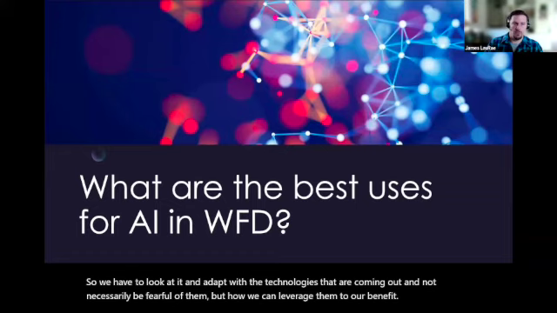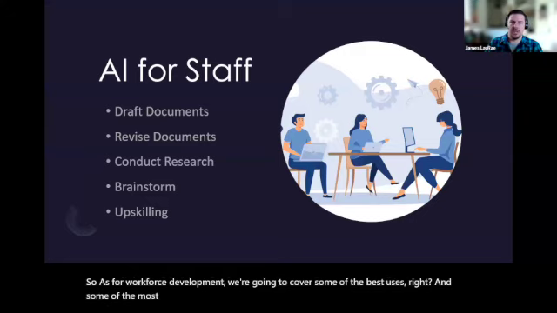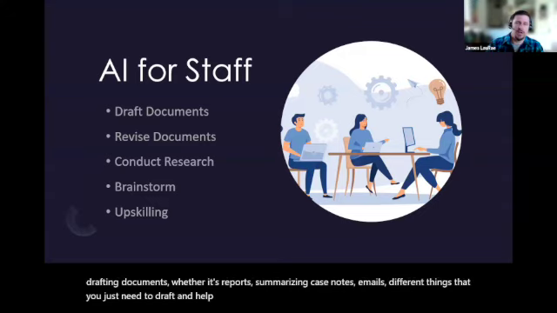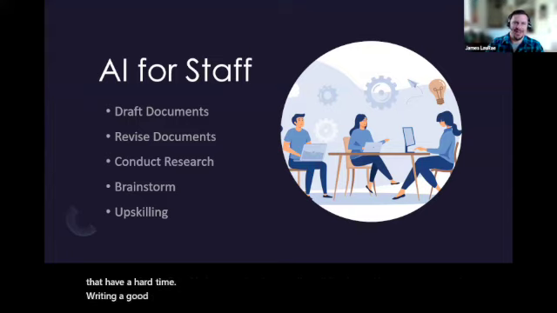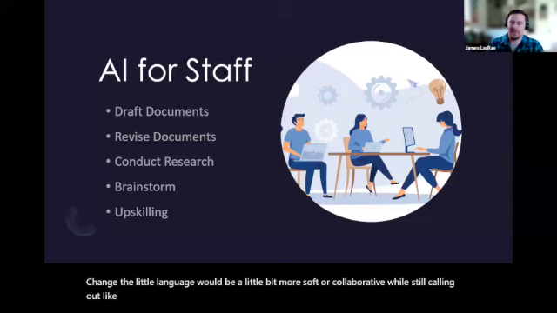So as for workforce development, we're going to cover some of the best uses, right? And some of the most common, easy things for staff to get started are going to be things like drafting documents, whether it's reports, summarizing case notes, emails, different things that you just need to draft and help you revise really well. I hear so many people that have a hard time writing a good email when they're a bit frustrated, and AI has helped them quite a bit change the language to be a little bit more soft or collaborative while still calling out whatever that thing is that might be frustrating in a professional way. So it can really help us hone our own skills in that sense and have us double check what we're doing.